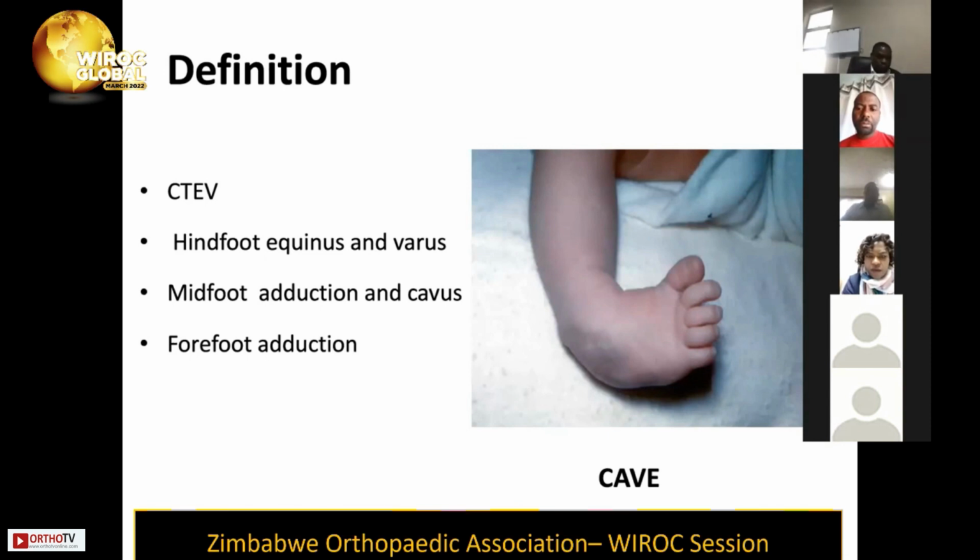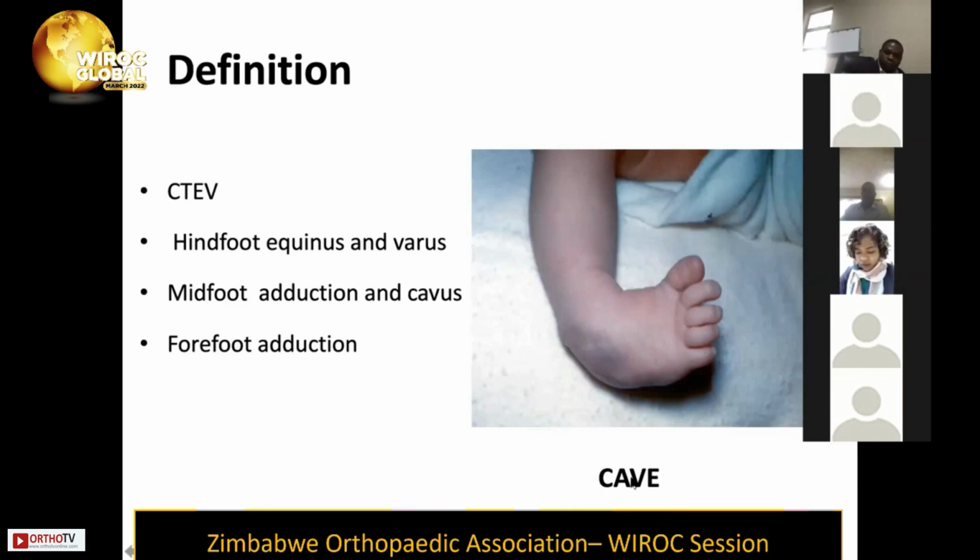So in terms of definition, clubfoot is also known as congenital talipes equinovarus, which in simple layman's terms is a deformity that is present at birth, and it is recognized by a foot that is pointed down, rotated inwards or turned inwards.